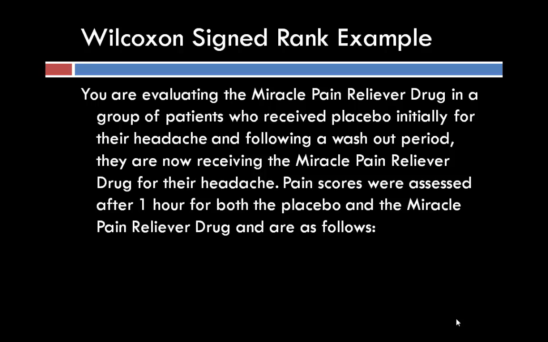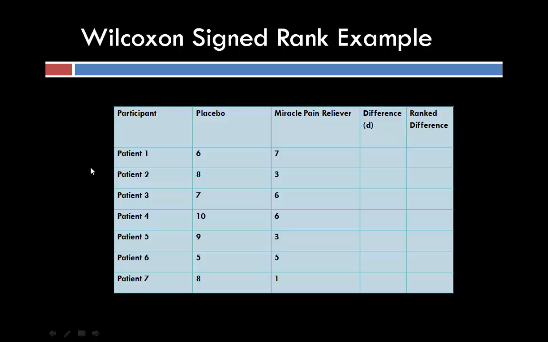So to get right into an example to illustrate this, you are evaluating our miracle pain reliever drug in a group of patients who received placebo initially for their headache, and following a washout period, they are now receiving the miracle pain reliever drug for their headache. Pain scores were assessed after 1 hour for both the placebo and the miracle pain reliever drug and are listed as follows. Okay, so this time we have the same group of patients that are receiving both the placebo and the miracle pain reliever drug. So we have 7 patients in total here.